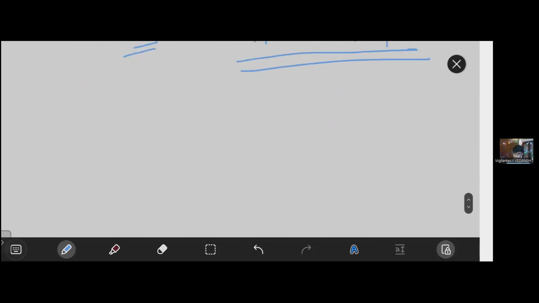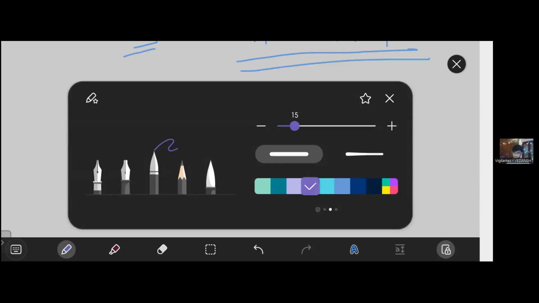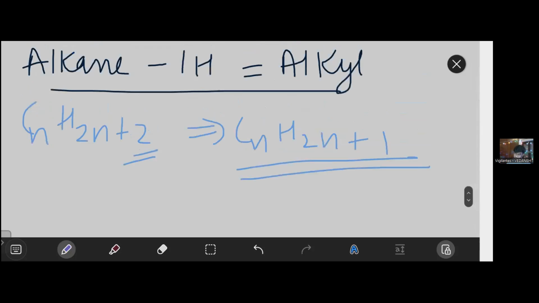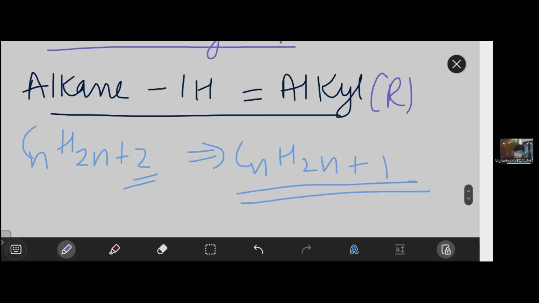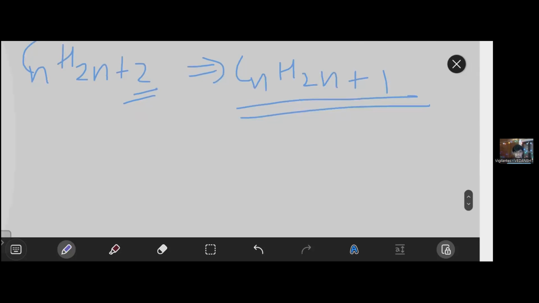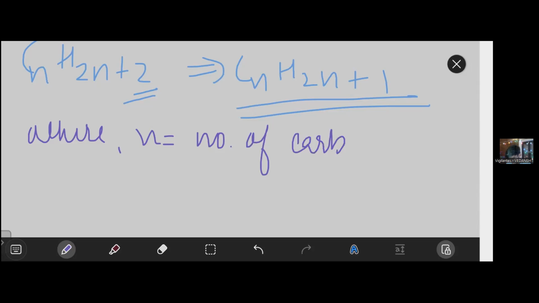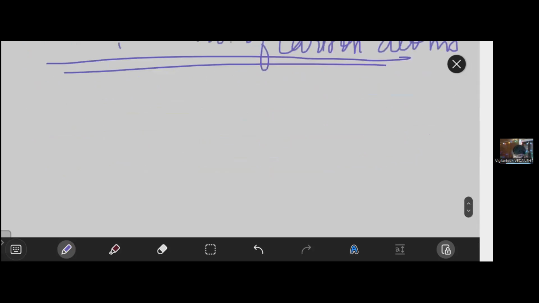Now, next thing we should talk about is functional groups. Now, this is represented by an R. Okay? So R represents an alkyl group. Okay? Where again, n is the number of carbon atoms. Okay? Now, let us learn about functional groups.